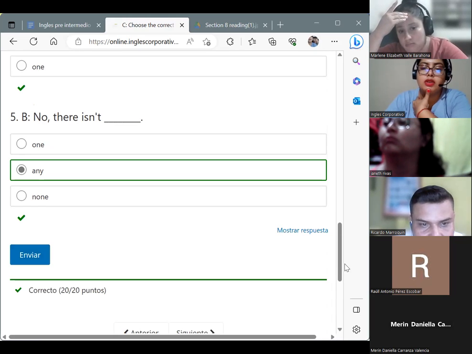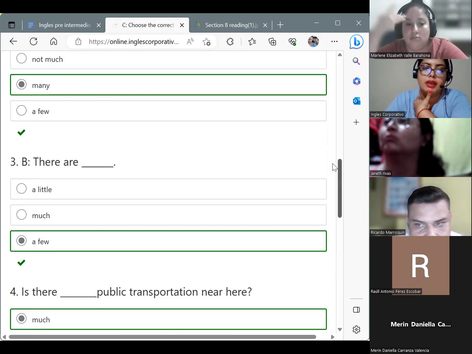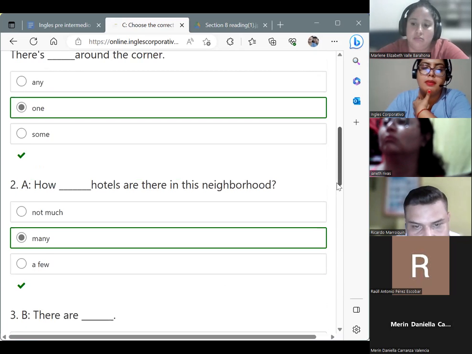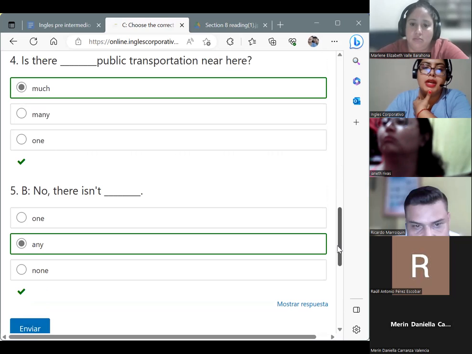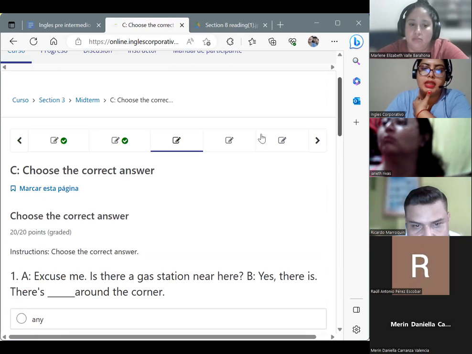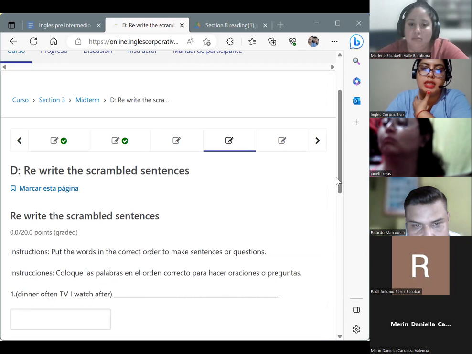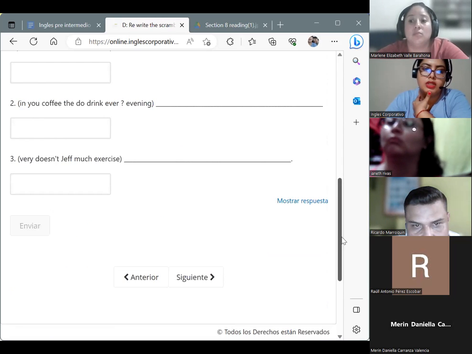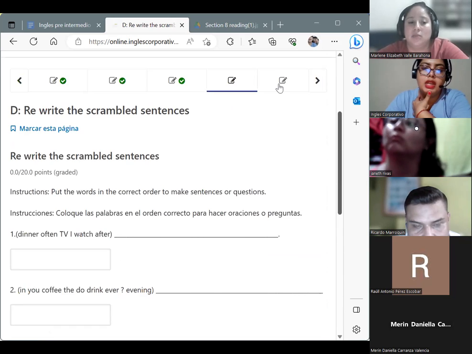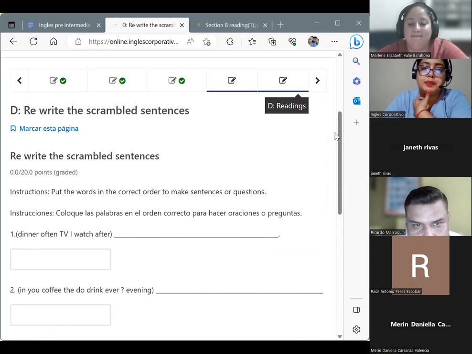Okay, todas están correctas. Excelente. Tenemos one, many, a few, much, and any. Y solo quedan las últimas dos partes donde en esta vamos a reescribir las oraciones, que son tres, y la última que es la lectura.